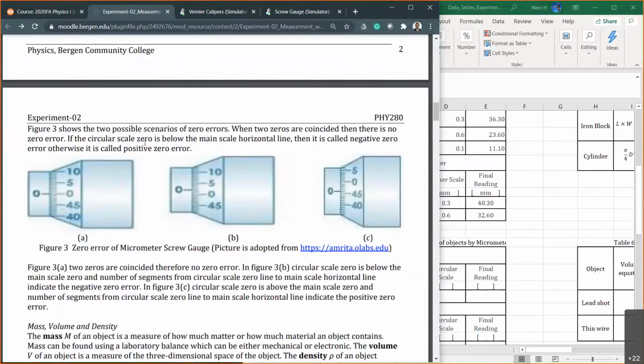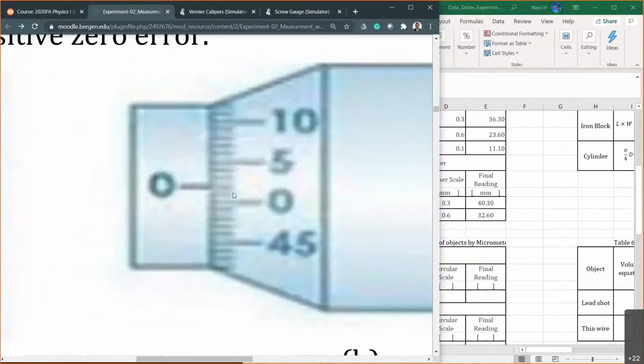If that is not happening, then two other types of zero error can happen. One zero error means the zero of the circular scale can be slightly below the main scale zero. Then we say that is a negative zero error. All we have to do is figure out the difference between this main horizontal line and the zero line of the circular scale, and then subtract that amount from every reading we measure. Not a big deal, but we have to check that.